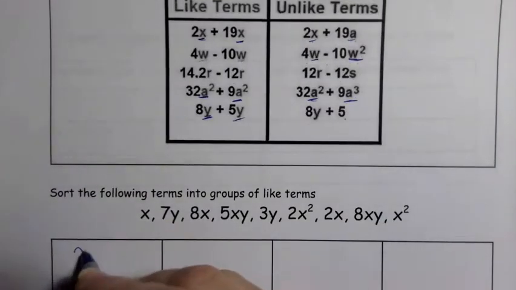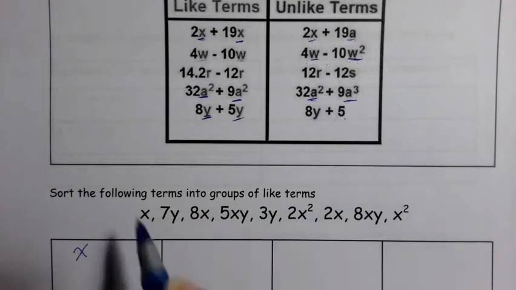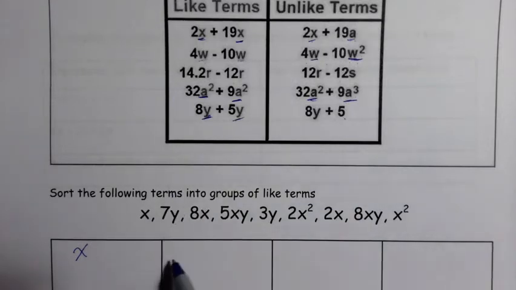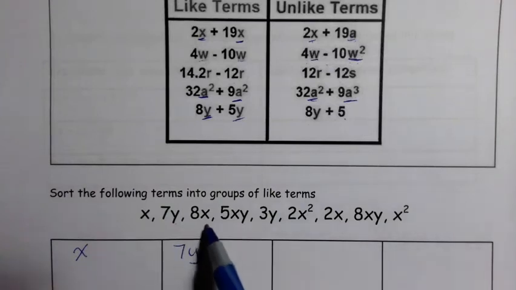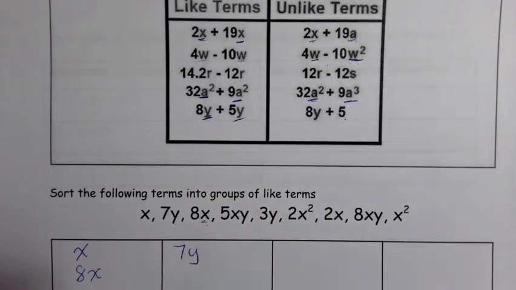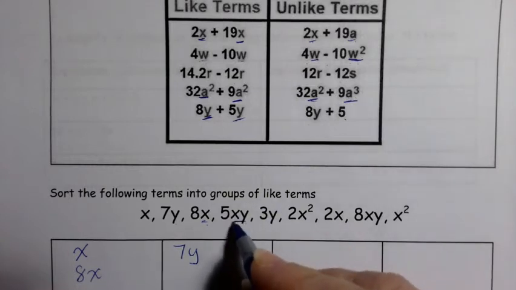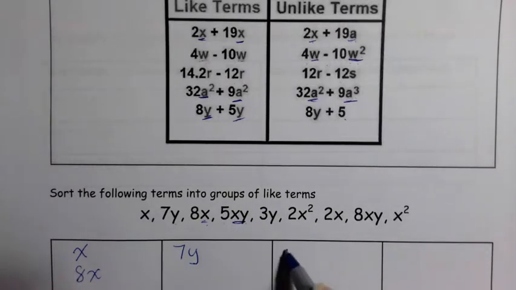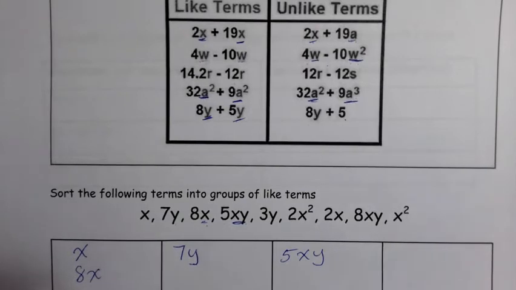So I'll say x goes here. Okay, and when I write my x, I write it with a little bit of a squiggle here so I know it's not a multiplication sign. 7y doesn't belong with x, so I'm going to put that in its own bin. 8x, oh, we're on the x team, so 8x is going to go here. 5xy, even though I have an x and a y, I need to have them together, so that's a different bin over here. 3y, okay, y team, 3y goes here.